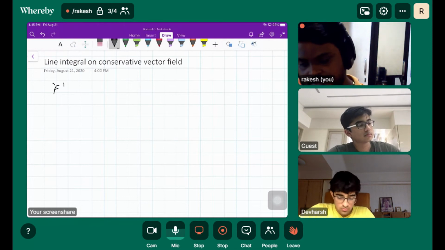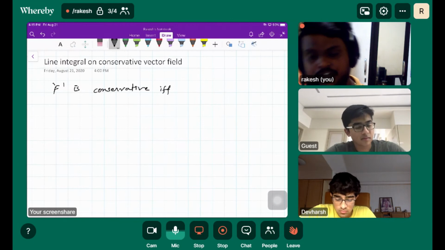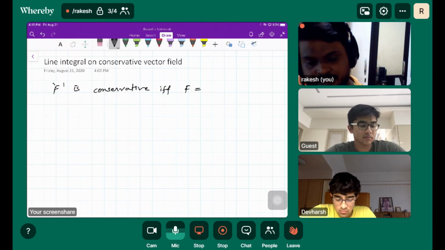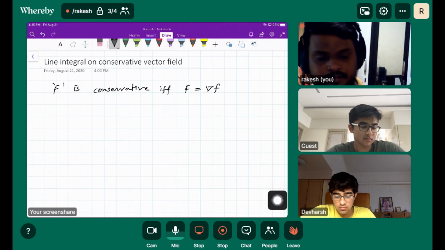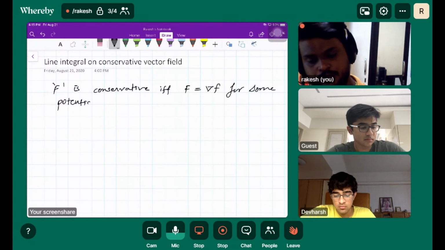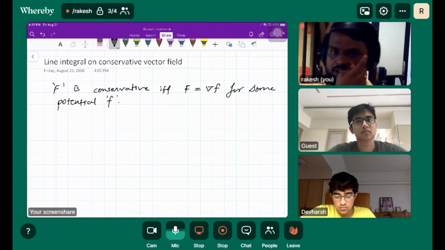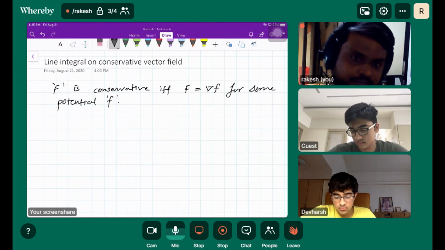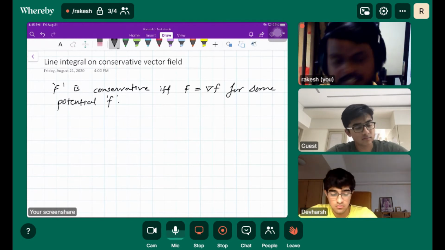So if F is conservative, if and only if, okay, this double-arrow means if and only if, F is equal to the gradient of small f for some potential function f, right? This was the definition of conservative vector field. If the capital F is conservative, that happens only if it is the gradient of some other potential function, right?